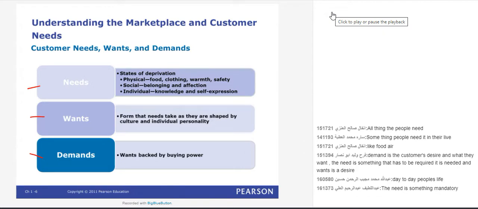Okay, some people think of that, but it's not this. No, no, no, Anfal, it's not the case. Actually, we all have the same needs, but wants are different. Let's first define wants. The want is something that will satisfy the need.